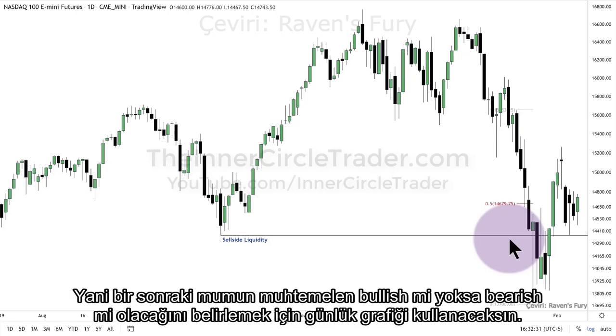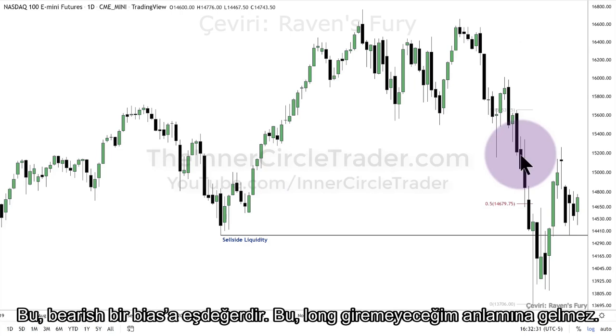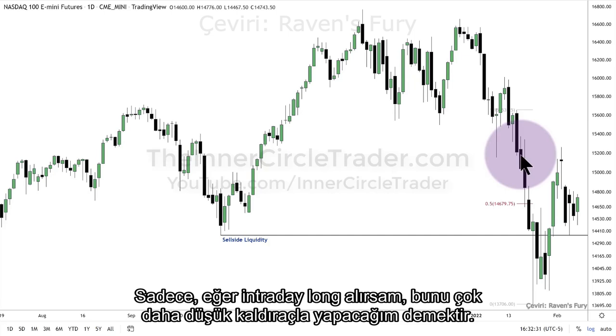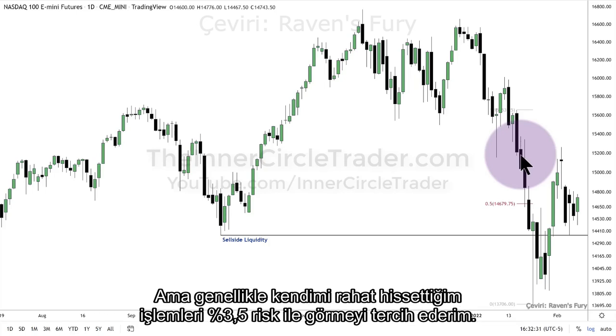So you're going to utilize the daily chart to determine whether or not the next candle is going to be likely bullish or bearish. Between this high here, in the midpoint of this low to high, I'm expecting down close candles. That would equate to a bearish bias. It doesn't mean that I can't take a long entry. It just means that if I do take a long entry intraday, I'm going to do it with far less leverage. And if I see a setup that's bearish, I'll consider using, not always, my maximum risk, which is 4.5%. But I'd like to see trades that I feel comfortable with at 3.5%.